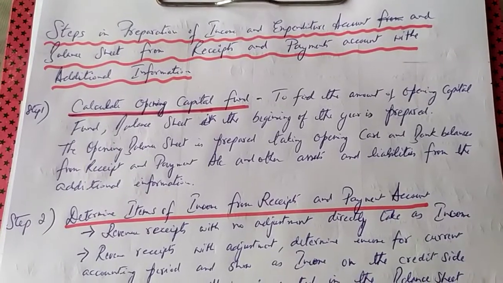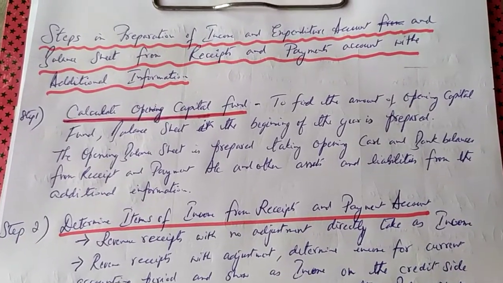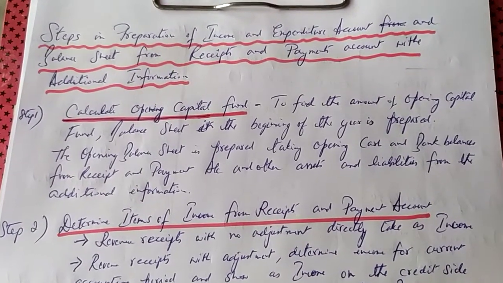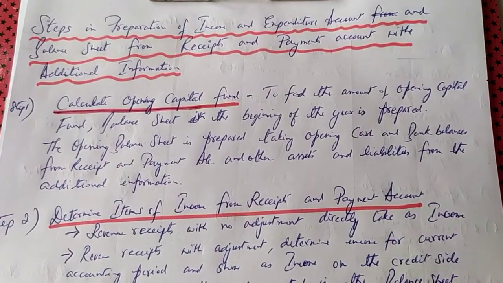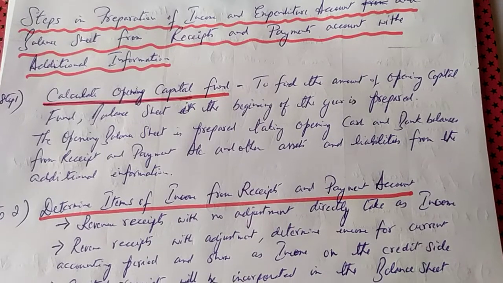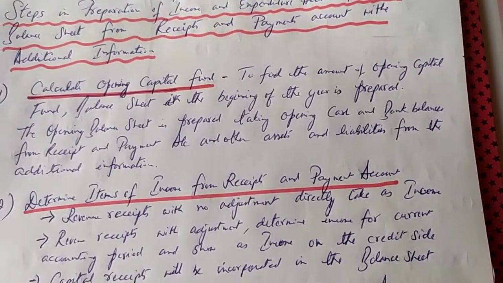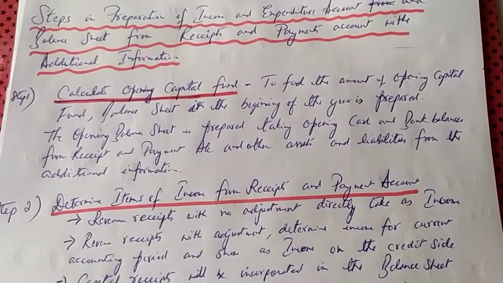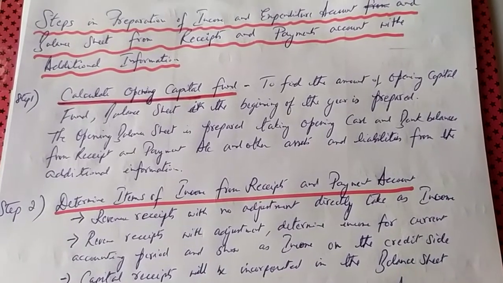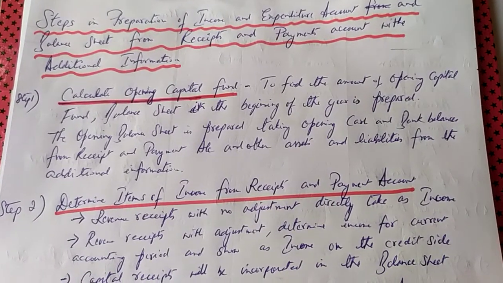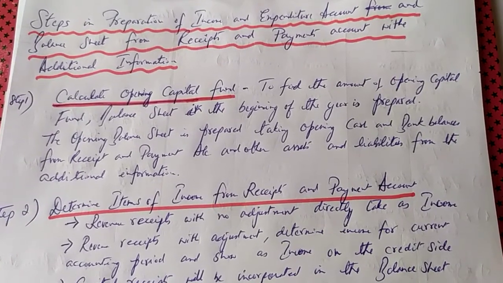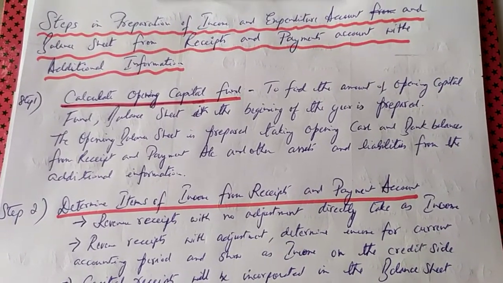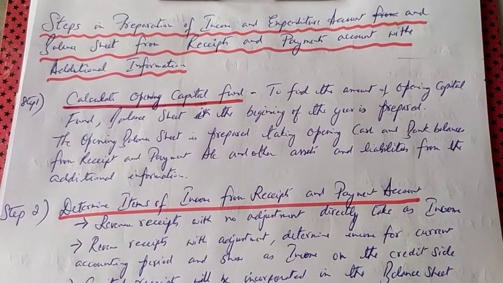As discussed earlier in the topic, that is accounting for not-for-profit organization, we have discussed the various financial statements of NPO, namely receipts and payment account, income and expenditure account, and balance sheet. So today we are going to discuss how to prepare the income and expenditure account and the balance sheet from a receipts and payment account with additional information.